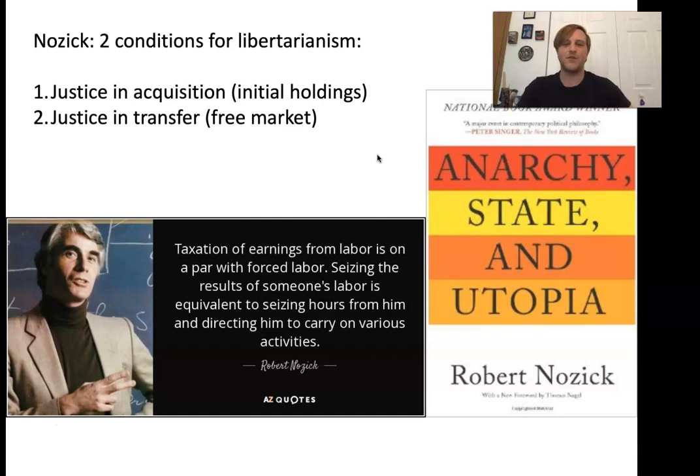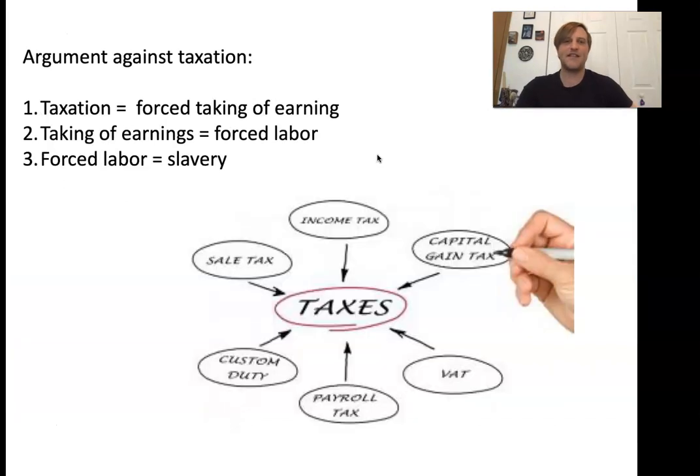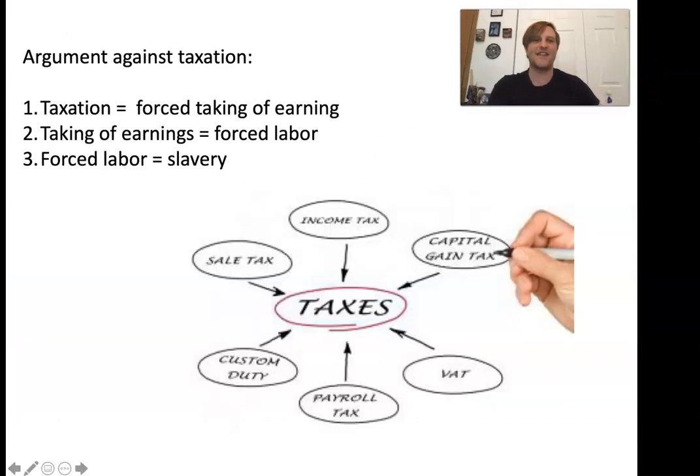Seizing the results of someone's labor is equivalent to seizing hours from him and directing him to carry on various activities. So he's basically saying there that taxation equals forced taking of earnings, taking of earnings equals forced labor, and forced labor equals slavery.